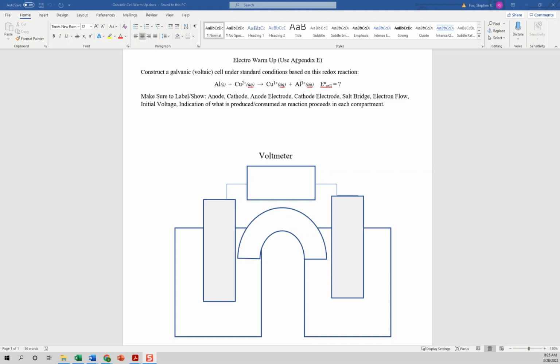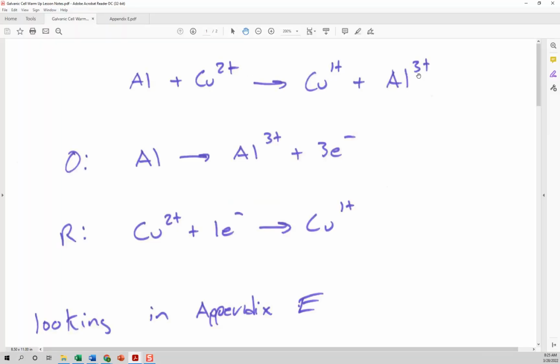So we're going to use Appendix E to figure out this potential first, all right? So let's go ahead and do that. So the first thing is to identify this as an oxidation reduction reaction and find your two half reactions. So in this, we got aluminum going from 0 to 3 plus. So the aluminum's undergoing oxidation. So this would be the oxidation half reaction for this reaction, right? Aluminum yields aluminum 3 plus, by producing 3 electrons, right?